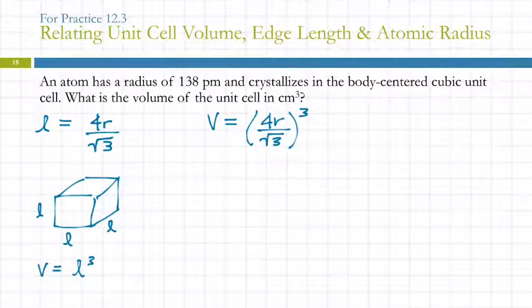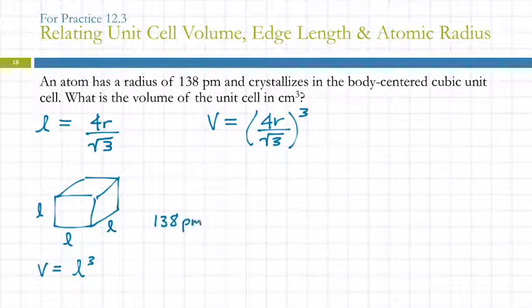What's R? R is the radius of an atom, right? So here the radius of the atom is 138 picometers. What unit does it want us to give the volume in? Cubic centimeters. So you have a choice. You can convert picometers to centimeters, or you can wait till the end and convert cubic picometers to cubic centimeters. I think it's easier to do it before we cube the thing. So I'm going to do that down here.